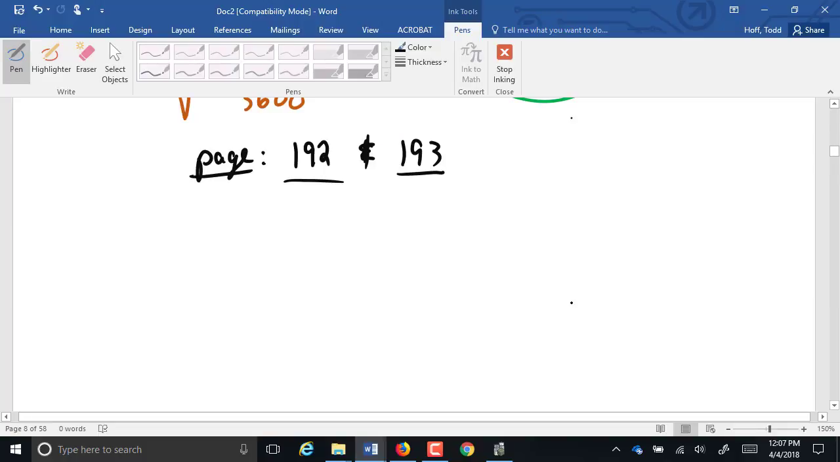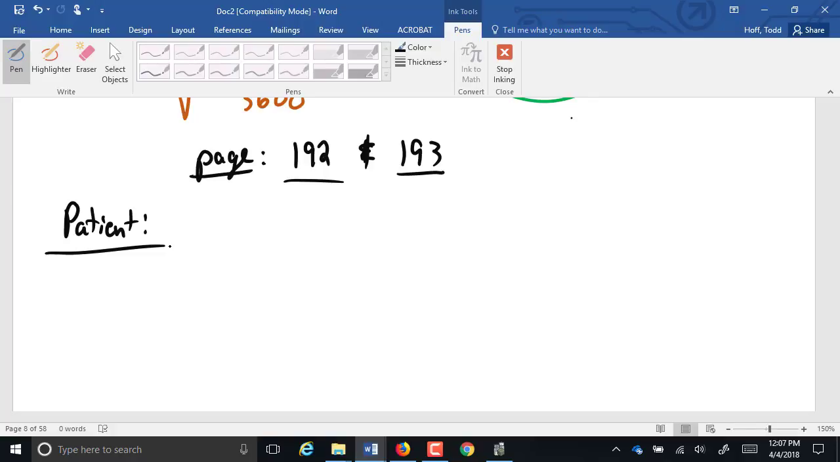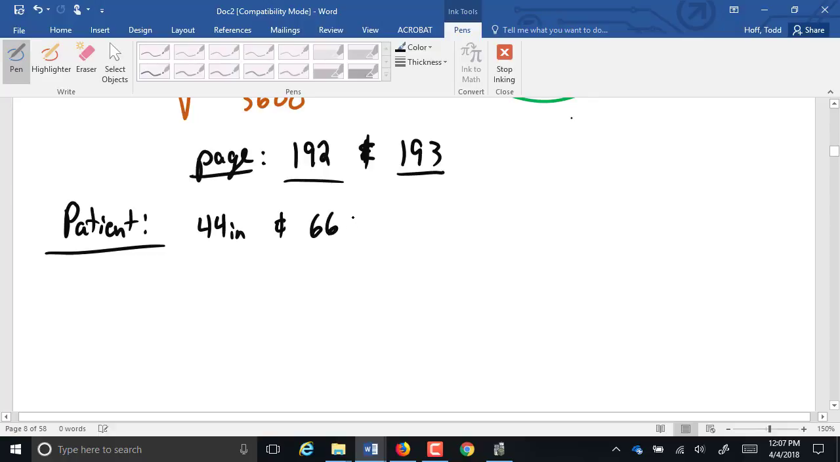So let's take a look at an example here. We have a patient. In this case, let's say the doctor's orders are as recommended. So you're going to have to calculate the dosage completely yourself. We have a patient who is 44 inches tall and 66 pounds.